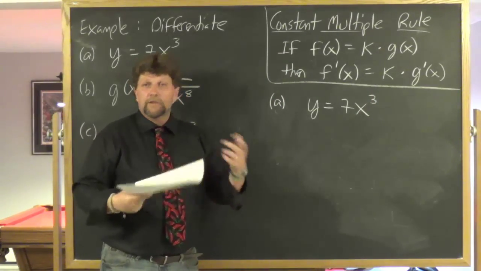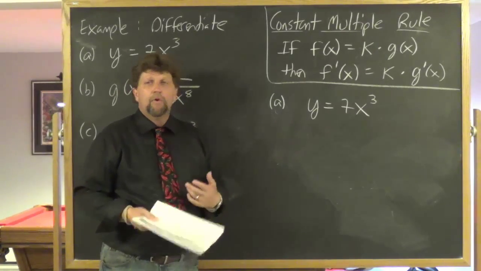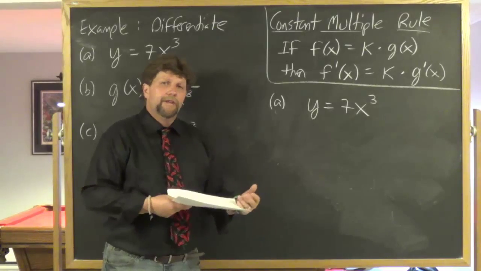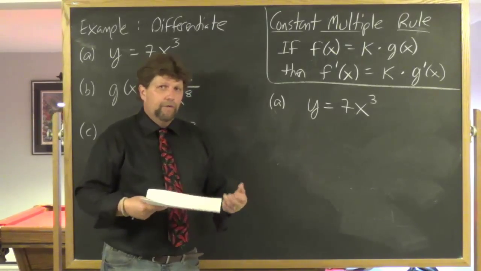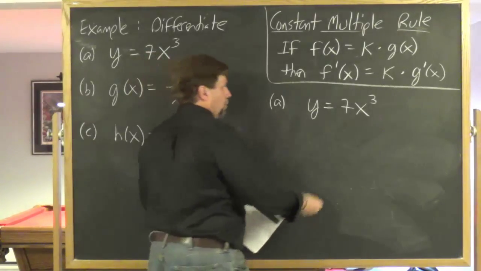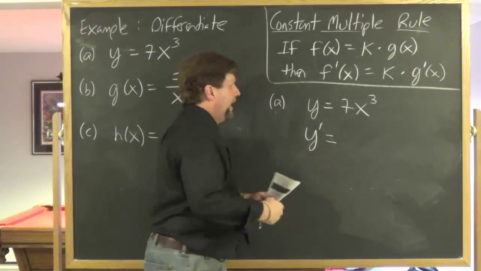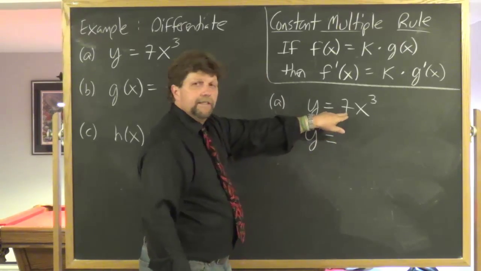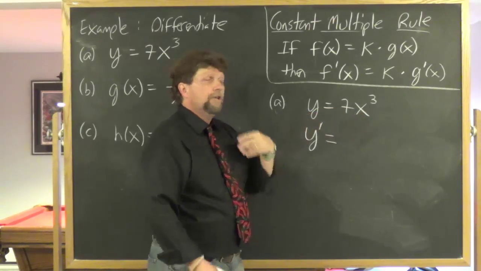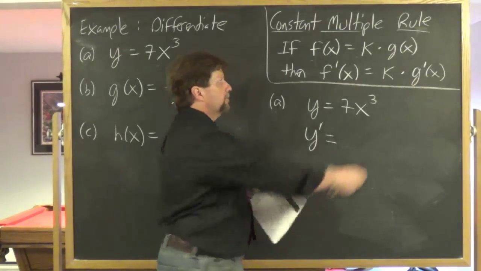Well, there are two different things we could call the derivative here. We could call the derivative y prime, or we could call the derivative dy dx. I don't care which you call the derivative, y prime or dy dx. I'm going to call it y prime. Okay, now since I have a constant 7 times a function, x cubed, I'm going to use the constant multiple rule. And here's what it would look like using the constant multiple rule.